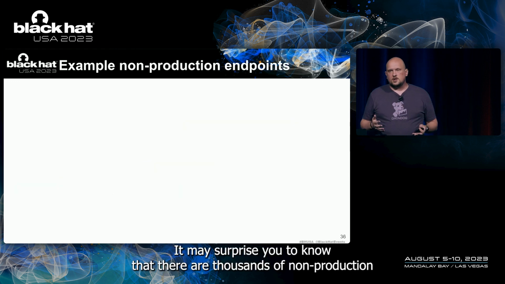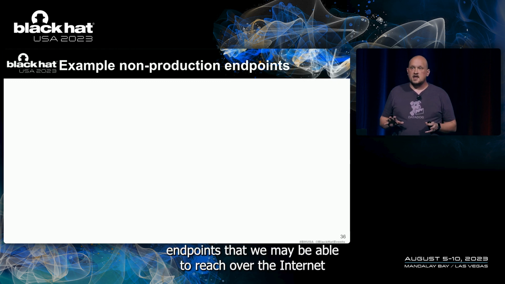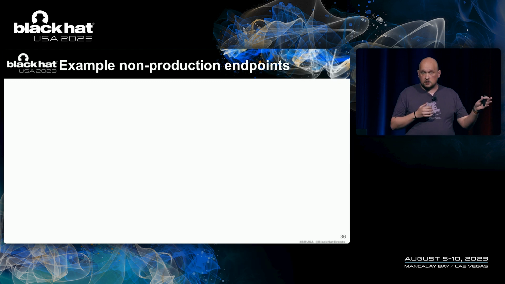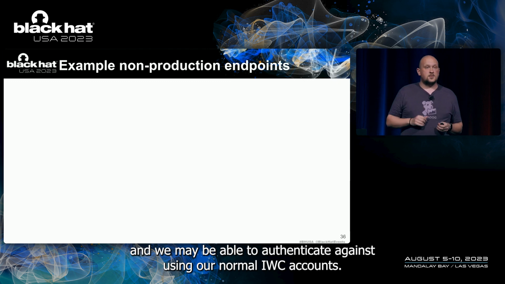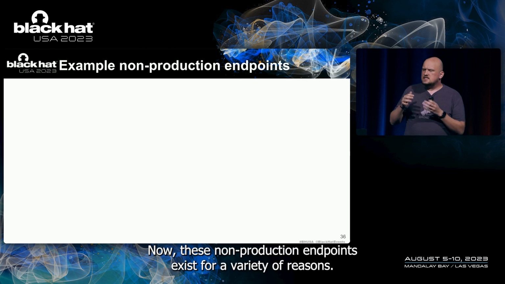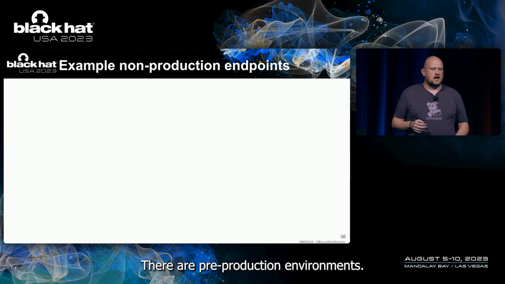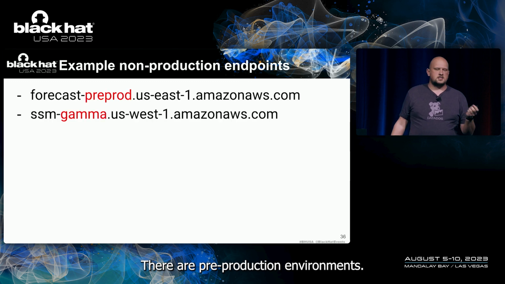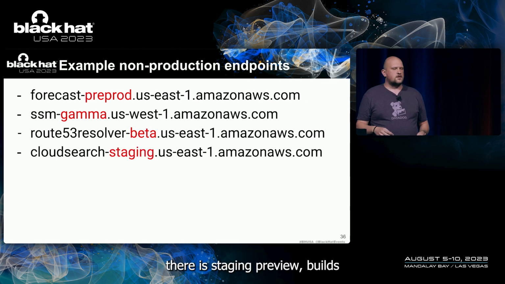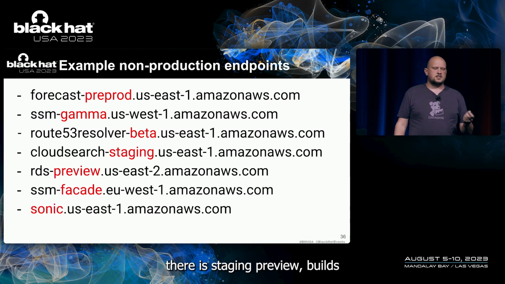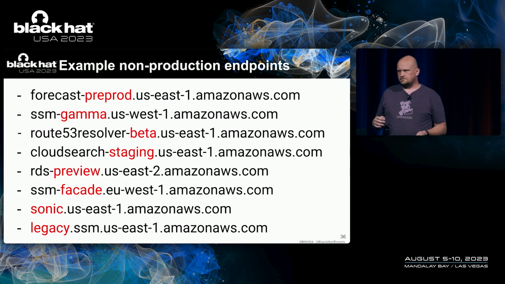It may surprise you to know that there are thousands of non-production endpoints that we may be able to reach over the internet, and we may be able to authenticate against using our normal AWS account. Now, these non-production endpoints exist for a variety of reasons. There are pre-production environments, alpha, beta, gamma, which is a part of the AWS deployment pipeline. There's staging, preview builds, legacy, alphabetical ones, and a pretty wide variety.